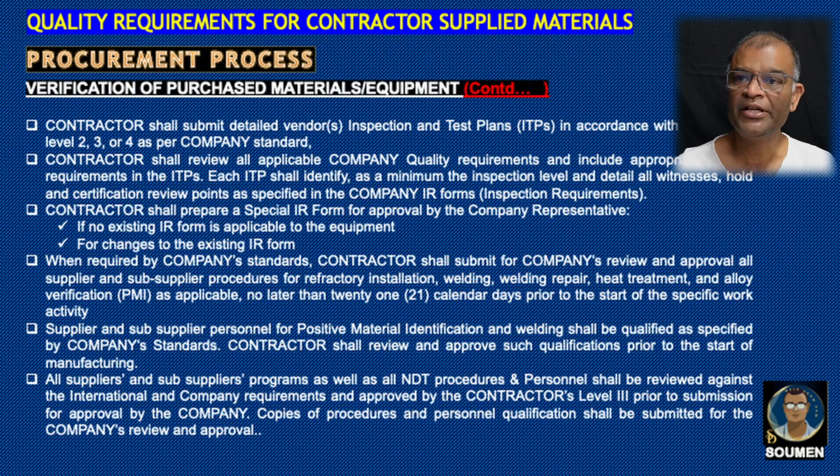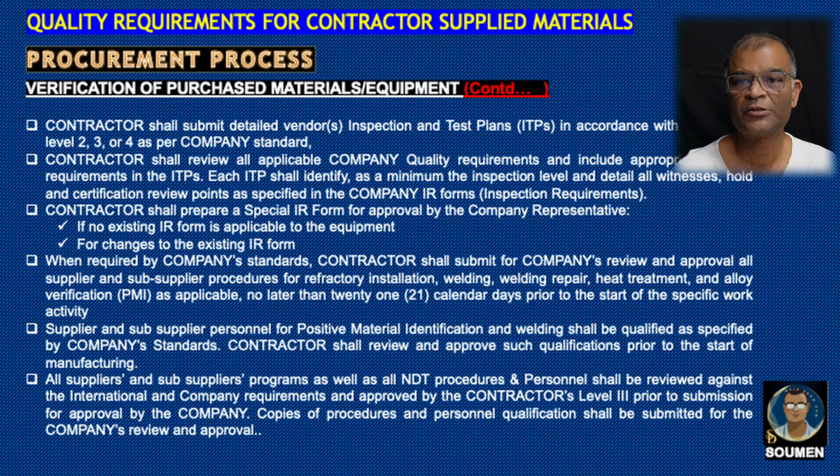Contractor shall submit detailed vendor inspection and test plans in accordance with assigned level 2, 3, 4 as per company standard. Contractor shall review all applicable company requirements and include appropriate quality requirements in the ITP. All the quality inspection requirements shall be included in the inspection and test plan. This has to be agreed by both contractor and company inspection representative during the PIM.